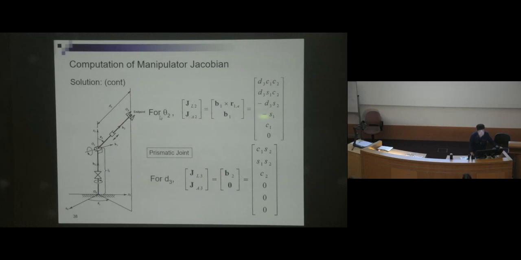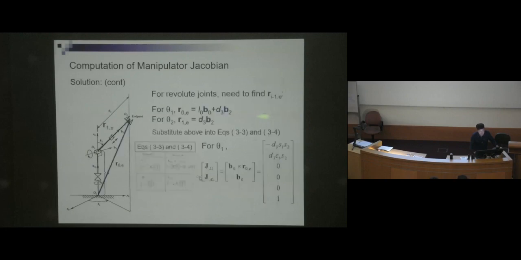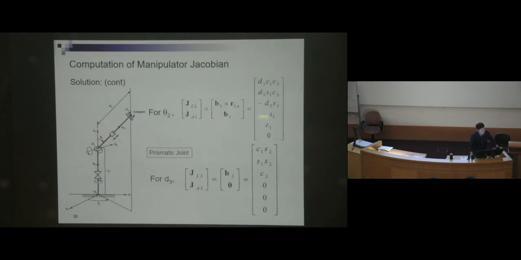For your theta 2, you do the same. Your JL2 will be equal to B1 cross R1E. JA2 will be B1. So you did the calculations, and this is what you have. T3 is a simple one. T3 is a prismatic joint. So for your prismatic joint, your JL3 is equal to your B i minus 1, which is your B2. And then the angular rotation part is equal to 0.